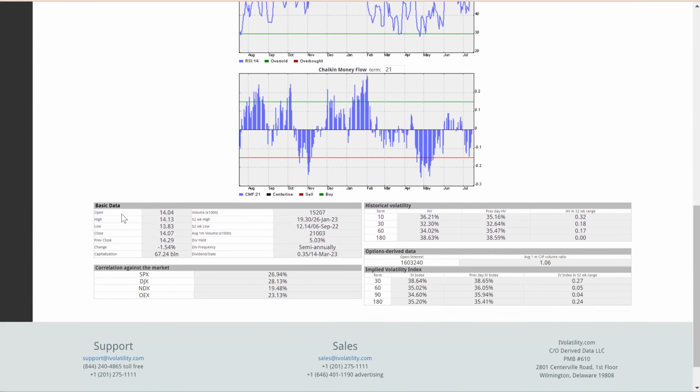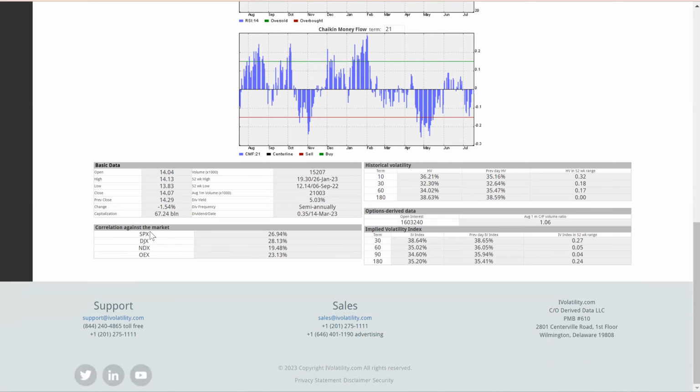While we're down here, here's basic data. This is on the underlying stock, right? So Vale opened at $14.04 today, had a high of 14.13. Here's our low, a market cap. Now this will tell you any dividend information for those that enjoy earning dividends. Here's our correlation to the market. So Vale is not correlated to S&P, Dow, NASDAQ. Here is, again, depending on if you're a short-term or a long-term trader, here's been the historical volatility for the last 10 days, 30, 60, 180. And then here, looking out ahead, 30, 60, 90, and 180 days into the future.